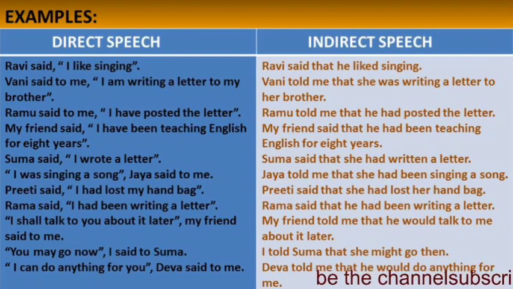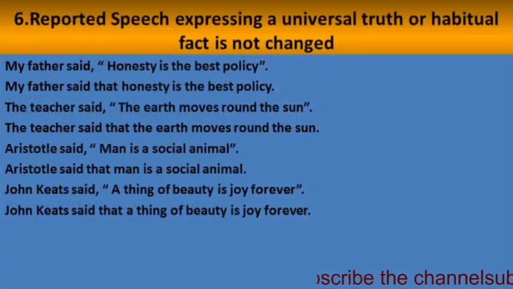"I shall talk to you about it later," my friend said to me. My friend told me that he would talk to me about it later. "You may go now," I said to Suma. I told Suma that she might go then. "I can do anything for you," Deva said to me. Deva told me that he would do anything for me. Okay, this is how the changes can be made in tenses.